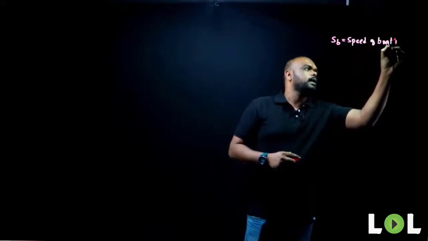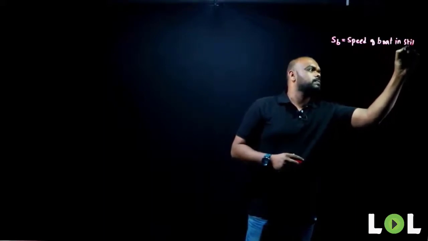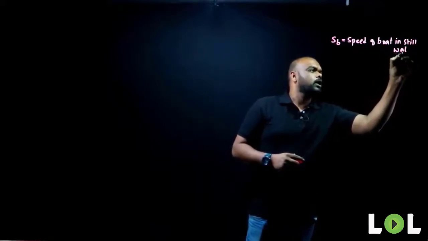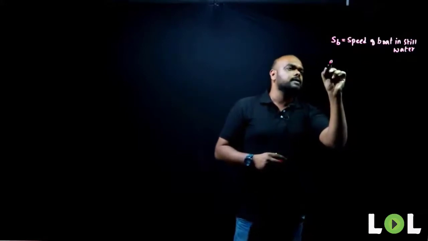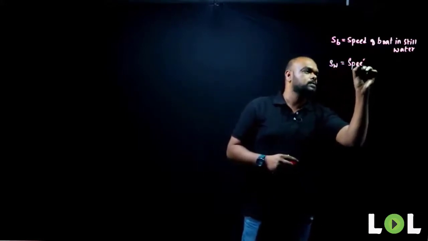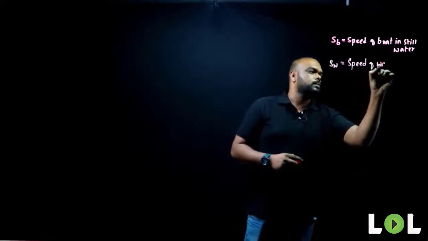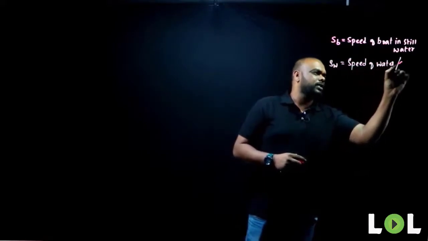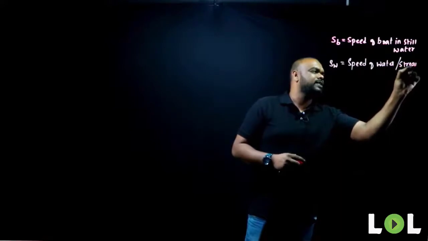One is SB, which is nothing but speed of boat in still water. Another one we get is SW, which we can call speed of water, or stream or current, anything is the same.